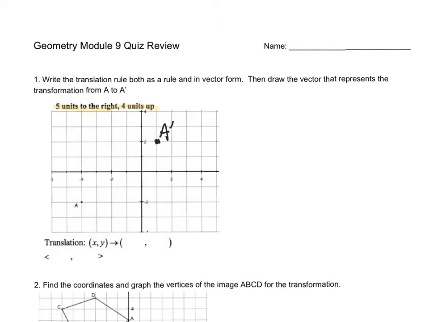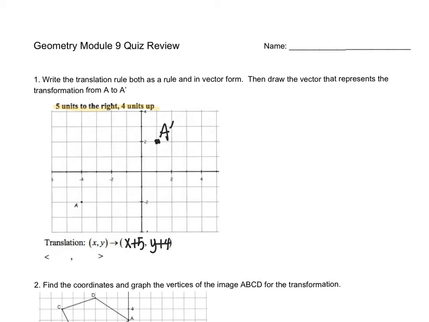So I'm going to write the rule for my translation. The direction we moved, right and up, represents the change in our x and y coordinates. So our x coordinate got increased by 5 because that was 5 to the right, and then our y coordinate increased by 4 because it went 4 up.